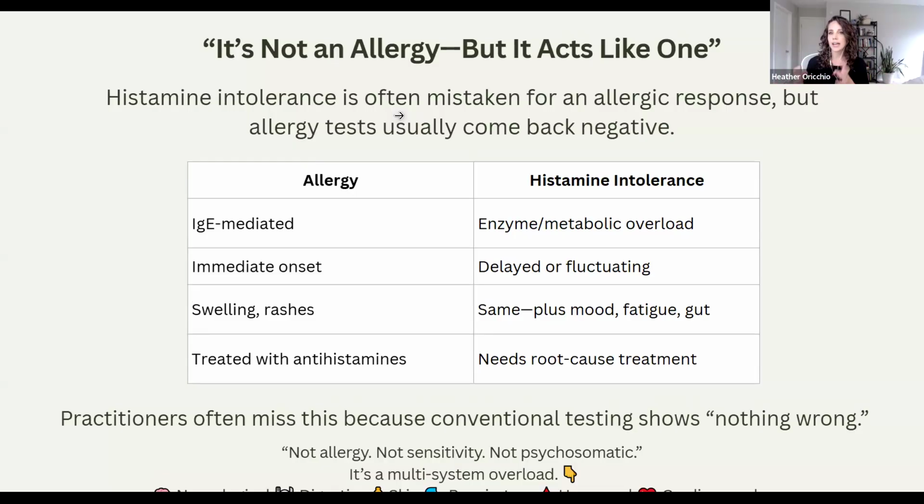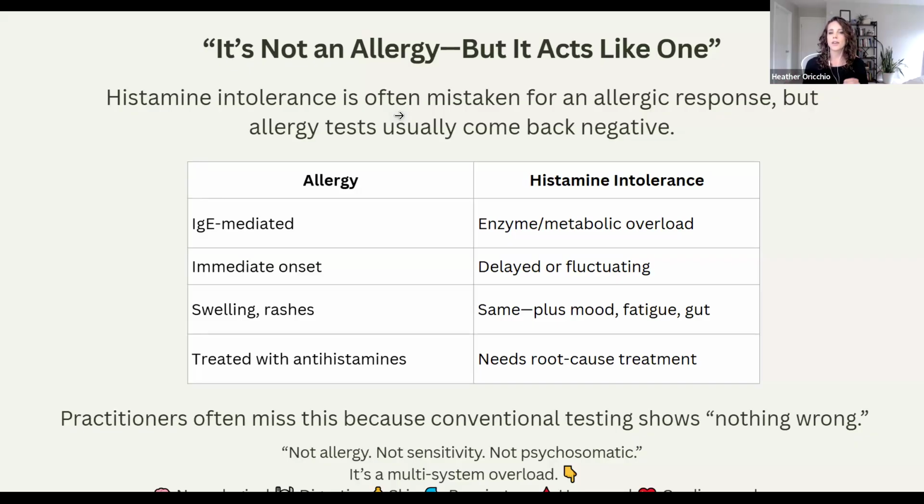Histamine intolerance is an enzyme deficiency, which we're going to dive into a little bit deeper later on. You can have a delayed or fluctuating reaction. So sometimes it's 24 hours, sometimes it's 48 hours, sometimes I'm even seeing it like 3 days later. You're going to get a lot of the same symptoms with the external presentation, but then they can also have challenges with mood, anxiety, depression, fatigue, gut dysbiosis. And then, of course, we know it needs a root cause treatment.